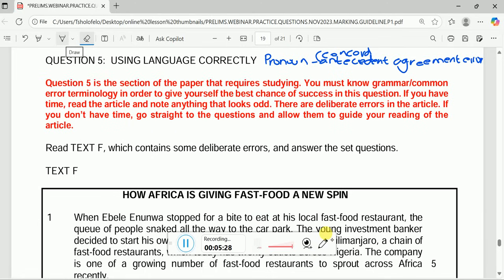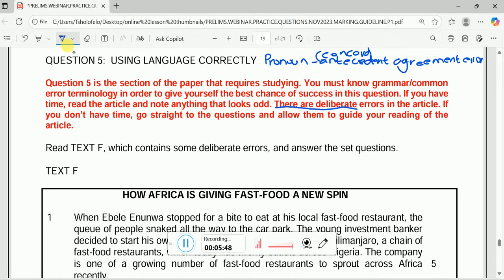Now, let's dive into it. Question 5 is a section of the paper that requires studying. You must know grammar and common error terminology in order to give yourself the best chance of success in this question. If you have time, read the article and note anything that looks odd. Bear in mind that the text you are about to read contains deliberate errors. If you don't have time, go straight to the question and allow it to guide your reading of the article. Right, Grade 12, here is our text.